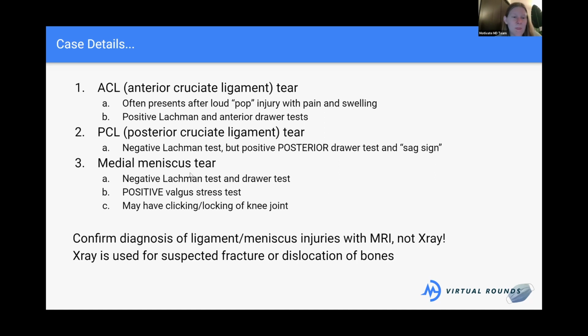And then the third one here was this medial meniscus.